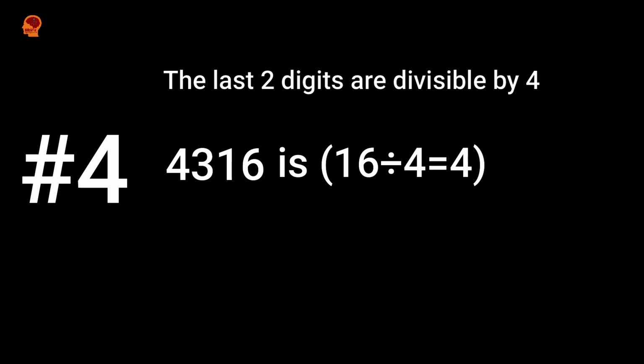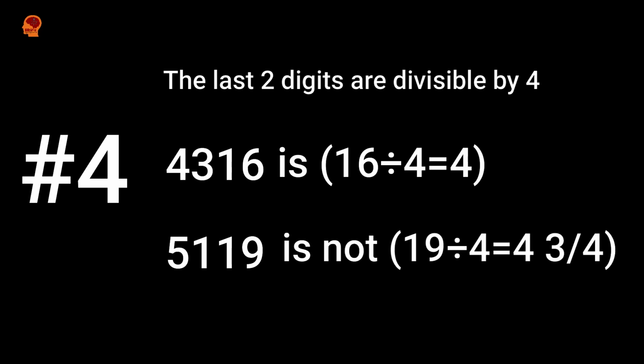Okay, so let's look at this. When you have 5,119, the last 2 digits are 19, and 4 won't divide 19 except with a remainder. Okay, so that is a no. So that number 5,119 is not divisible by 4. 4 can't divide it evenly. Okay, so that's about the test for divisibility of 4.